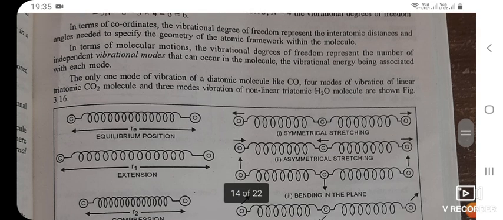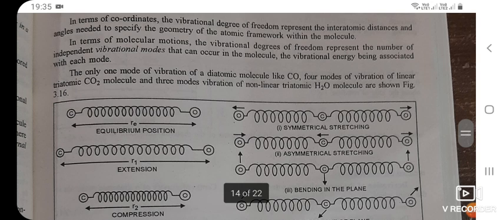In terms of coordinates, the vibrational degrees of freedom represent the interatomic distances and angles needed to specify the geometry of the atomic framework within the molecule. In terms of molecular motions, the vibrational degrees of freedom represent the number of independent vibrational modes that can occur in the molecule, the vibrational energy being associated with each mode. The only one mode of vibration of a diatomic molecule like CO, 4 modes of vibration of the linear triatomic CO2 molecule, and 3 modes of vibration of the non-linear triatomic H2O molecule are shown in figure 3.16.